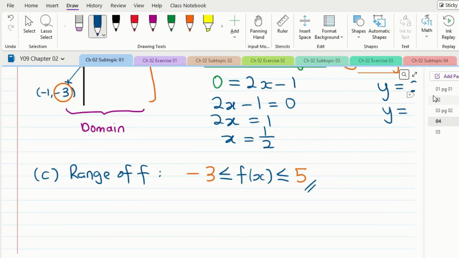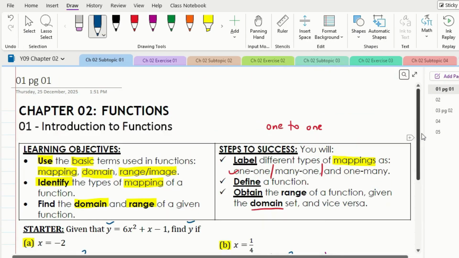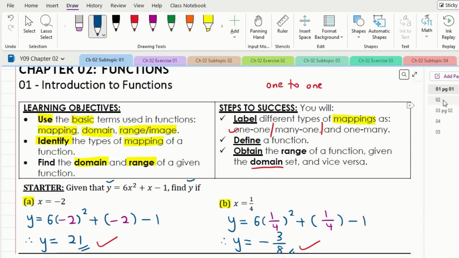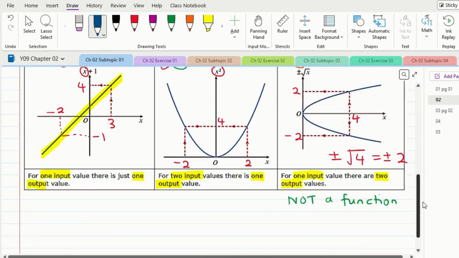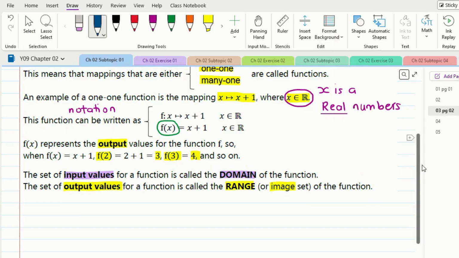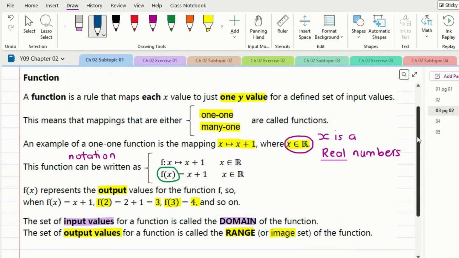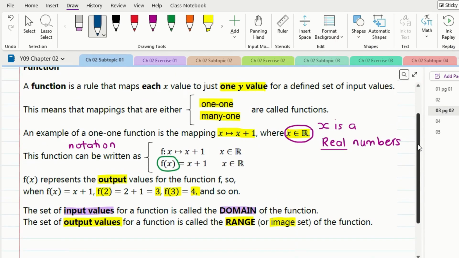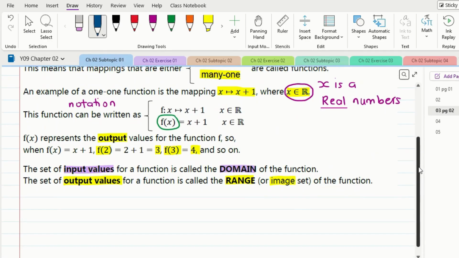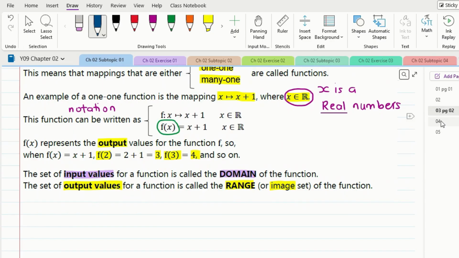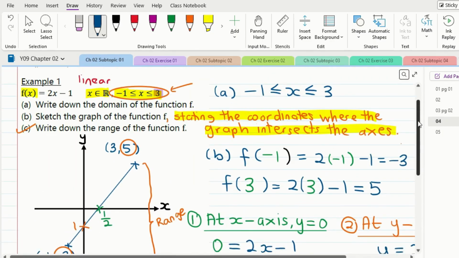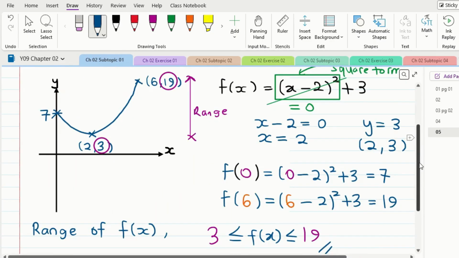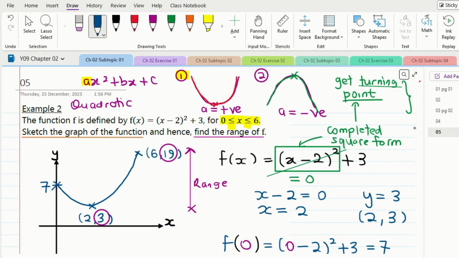Okay, so just to recap a bit, there are 3 different types of mapping, but only 2 of them are functions. The third one is not a function. And you have seen the definition of domain and range, and also the notation for function. Okay, and you have seen the sketching for linear graph and quadratic graph. Just a bit of introduction here.